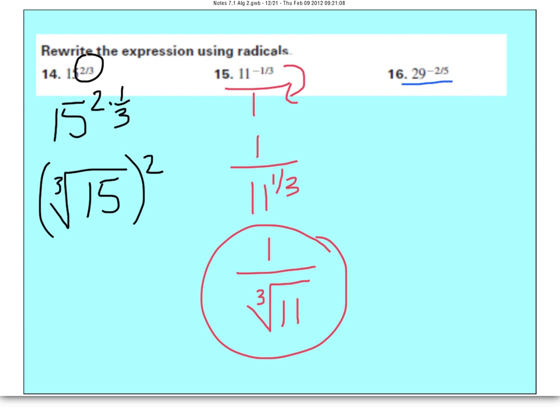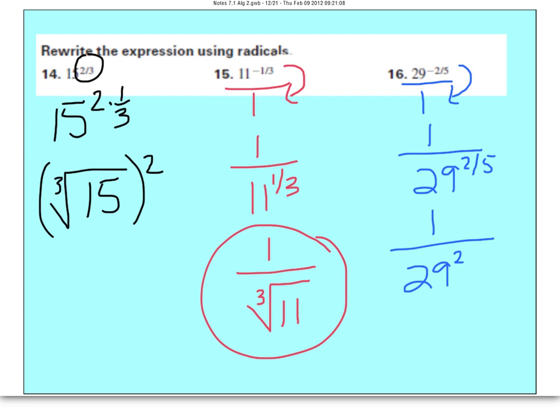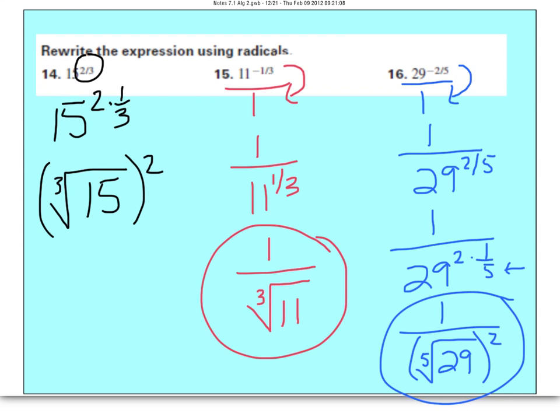This last one, number 16, again, first get rid of your negative exponent, so it's 1 over 29 to the 2/5. 2/5 can be broken up. I'm going to write it like this. I'm going to put a 2 and then a 1/5. Now remember, the fraction is that radical symbol, so I'm going to actually come in here and do the radical symbol over the 29. It is the 5th root, so I put a little 5 there. And then I'm going to wrap it up and keep the squaring there, and that is our final answer.